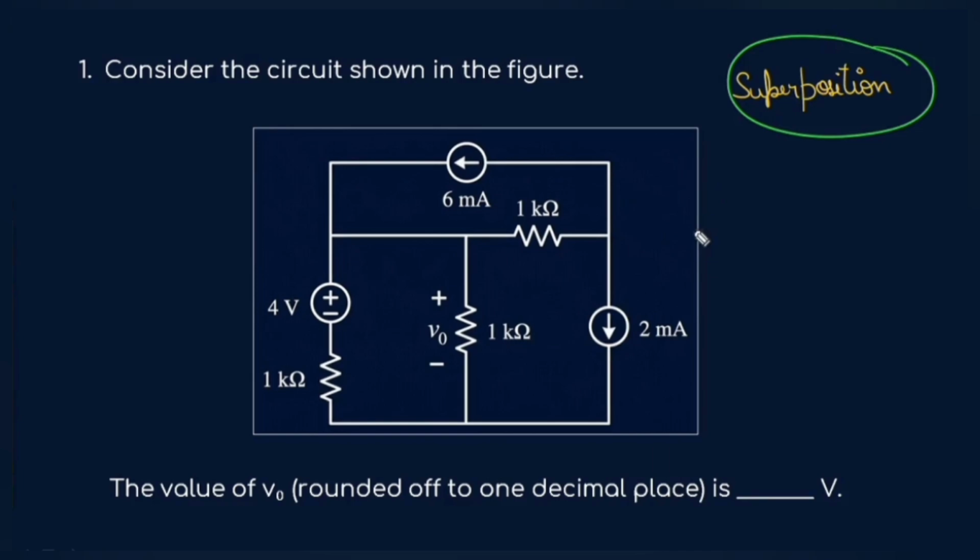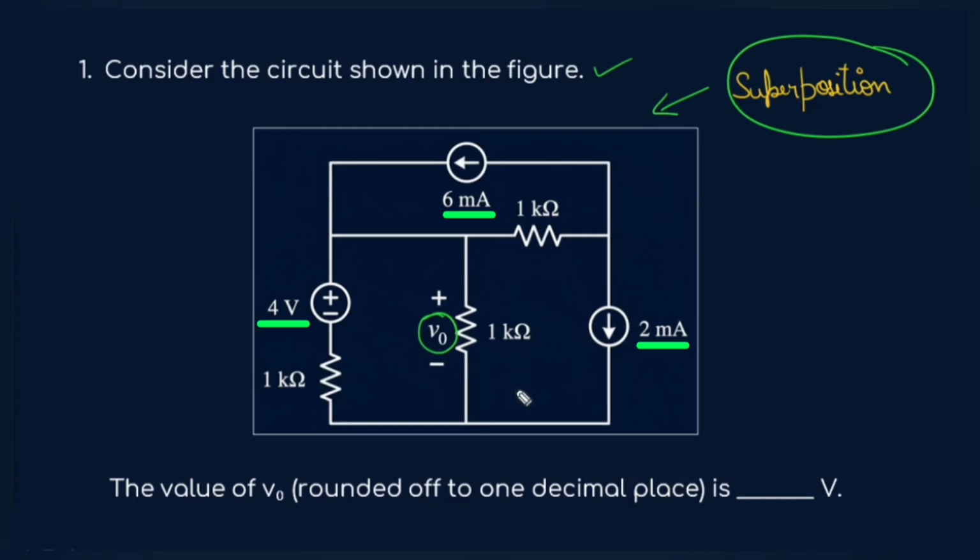Now let's apply it to this GATE ECE problem. This may not be the fastest way to solve this particular problem, but that's not the point. The goal is to understand how the superposition theorem is actually applied to a real GATE problem. Consider the circuit shown in the figure. We need to find the value of V0 rounded off to one decimal place.